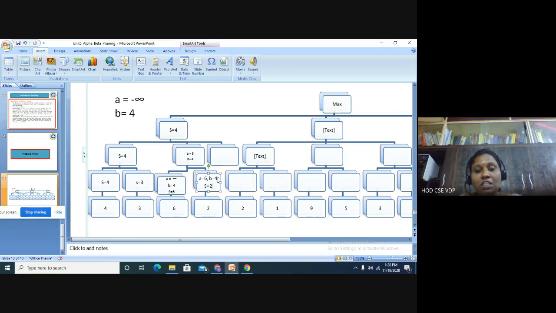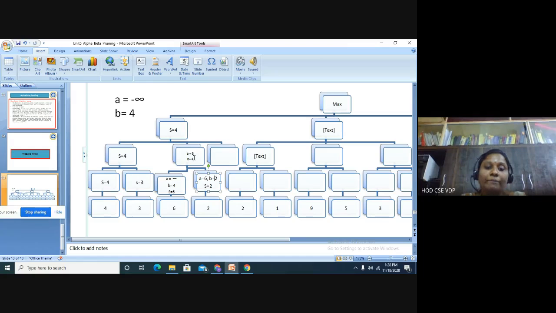Which has to be changed? B is equal to 4 comma 2. So the minimum value will be chosen. So B is equal to 2. Okay, and S is also equal to 2, right? So this is how I get the values of alpha and beta. So now what happens? S is equal to 2 goes here, right?